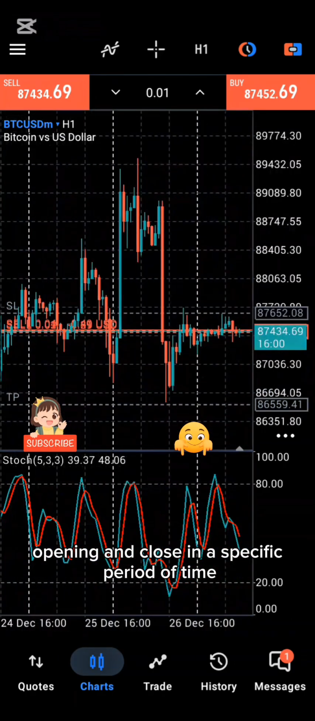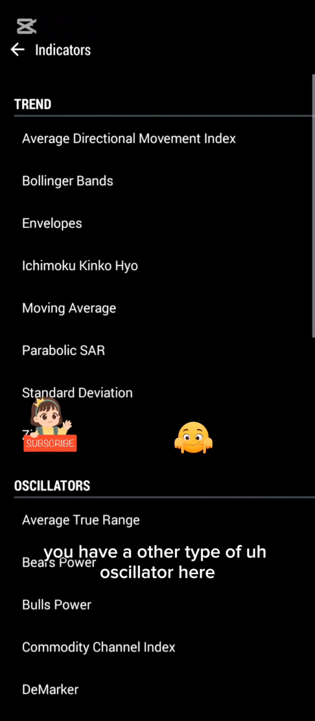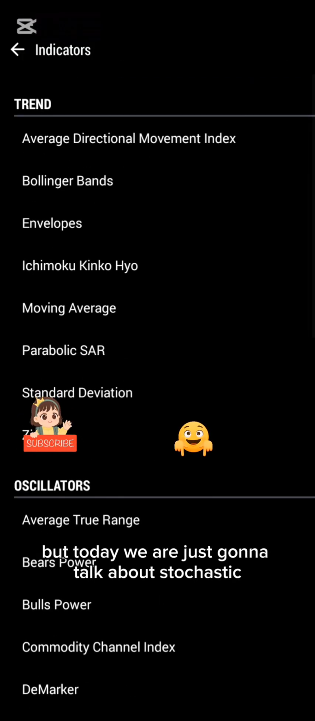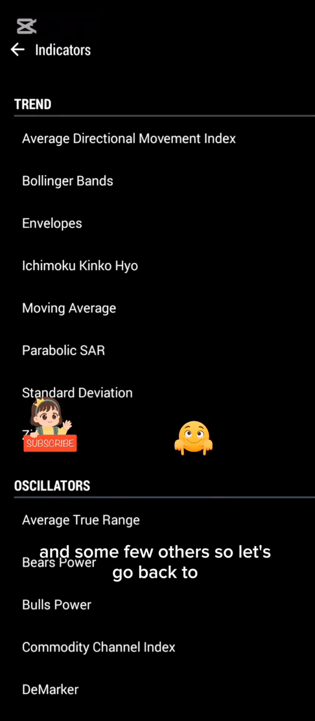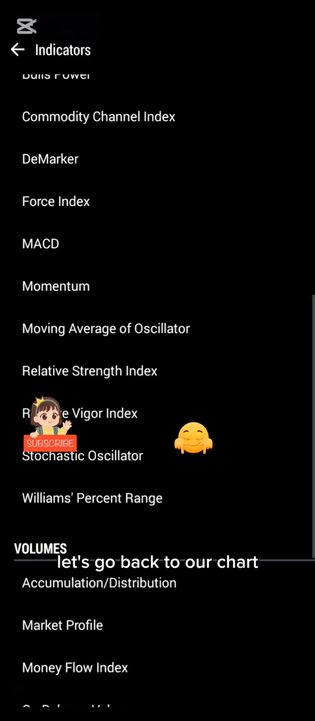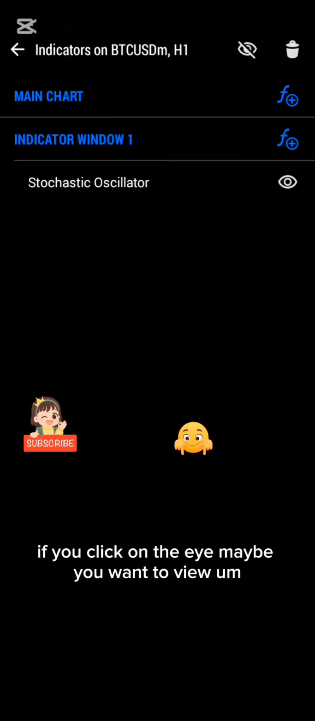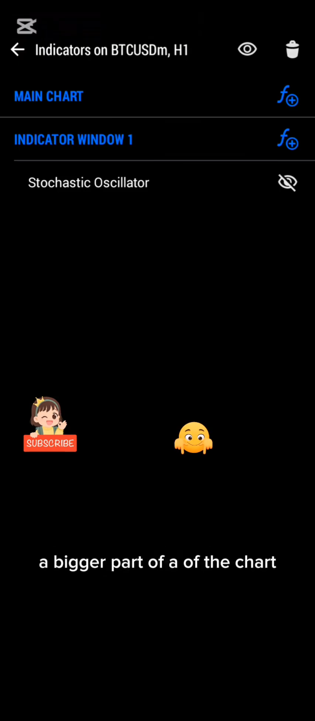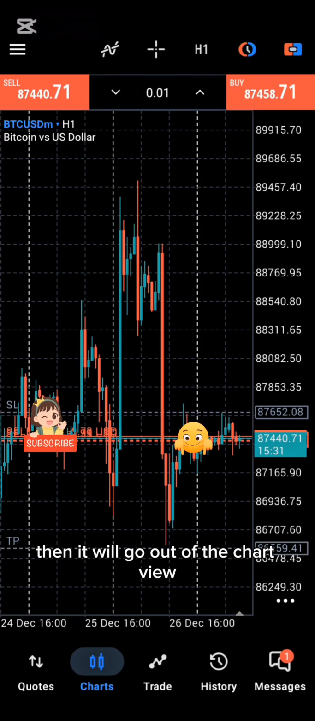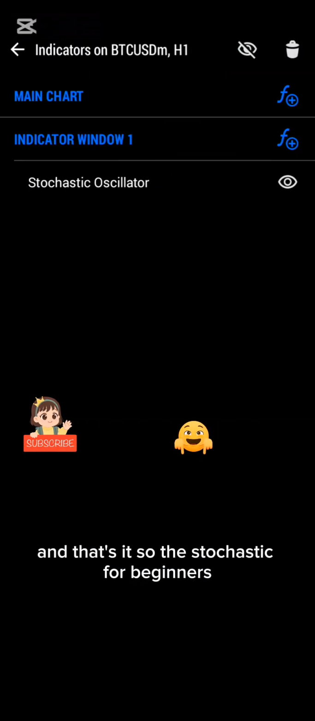period of time. So as you can see, you have other types of oscillator here, but today we are just gonna talk about stochastic and some few others. So let's go back to our chart so we can talk about stochastic. As you can see, it's already here on your screen. If you click on the eye, maybe you want to view a bigger part of the chart, you can just click there, then it will go out of the chart view. Then if you need it back, you can just simply come back and touch there, and that's it.